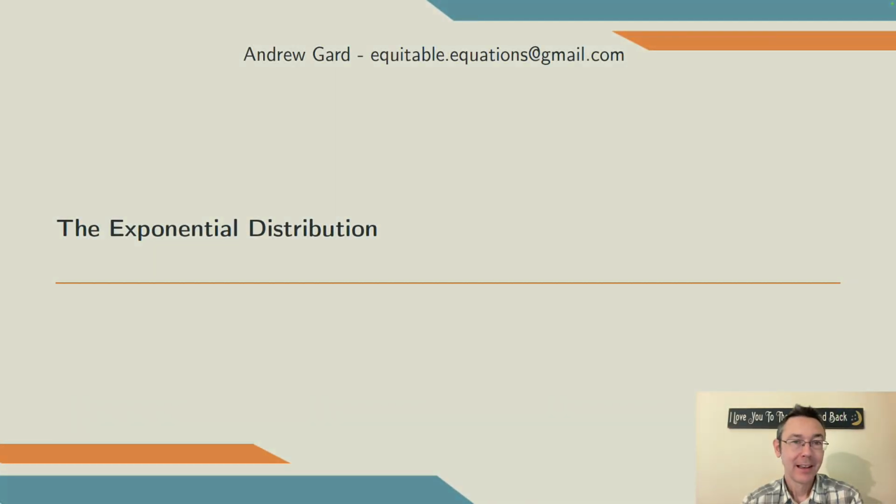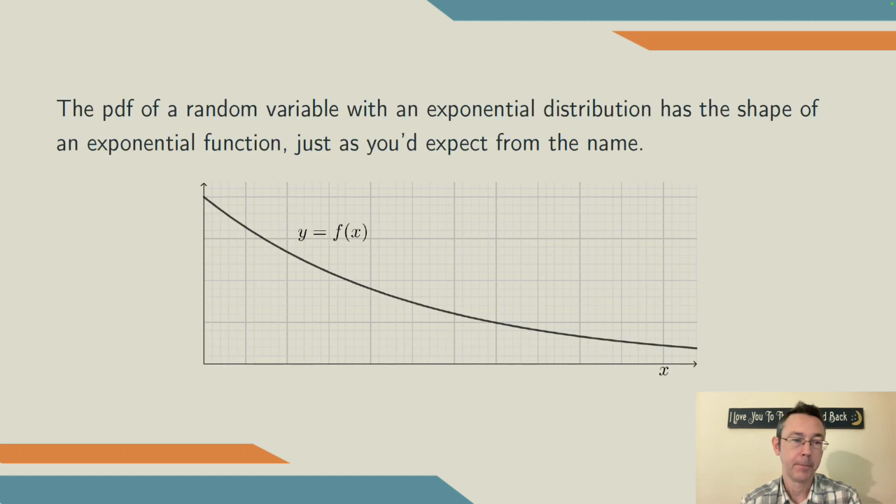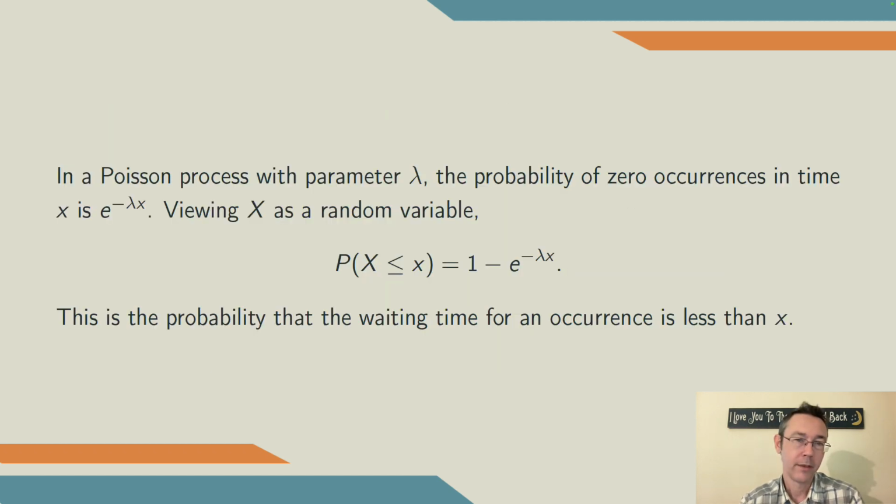Hey everybody. Today we're talking about the exponential distribution, which models waiting times between events that occur randomly and independently, basically events that occur according to a Poisson process. Some examples would be times between calls to a pizza place or times between defective products in a factory. The PDF of a random variable with an exponential distribution has the shape of a downward sloping exponential function. I don't think that's surprising given the name of the distribution.